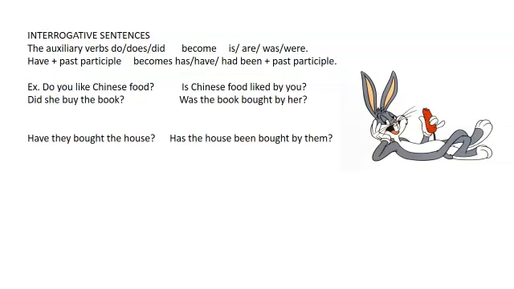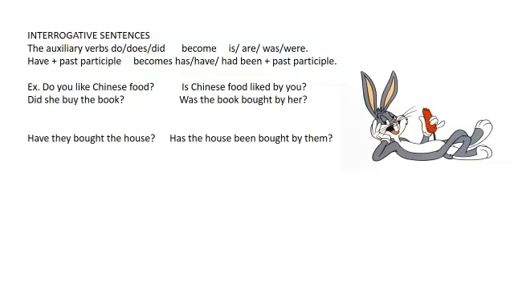Now let's take the interrogative sentences. Generally, the rule for the passive construction of interrogative sentences remains the same, though necessary changes take place in the structure of the verb. For example, do you like Chinese food? Is Chinese food liked by you? Did she buy the book? Was the book bought by her? Have they bought the house? Has the house been bought by them?